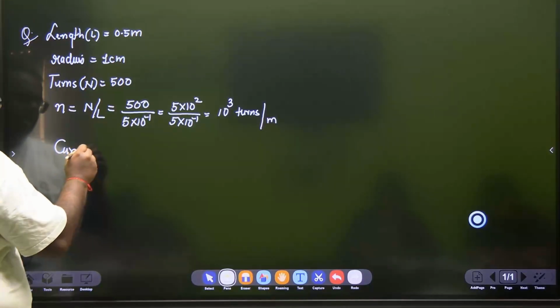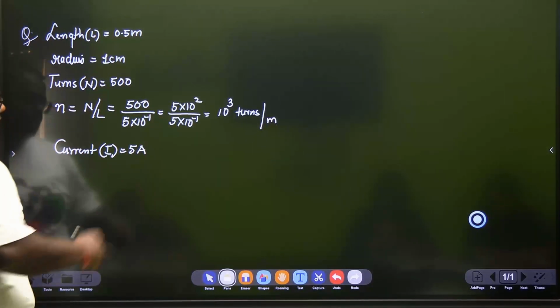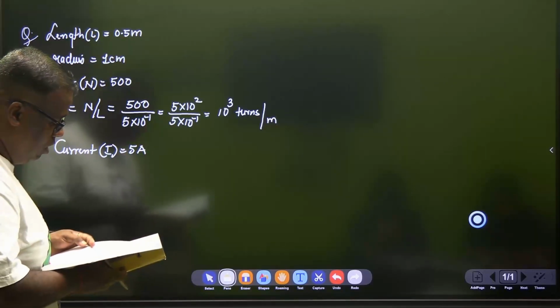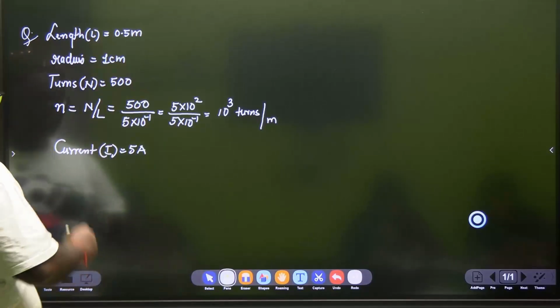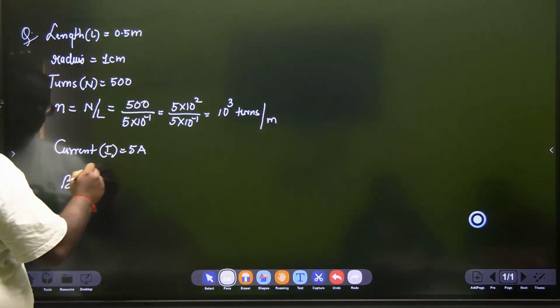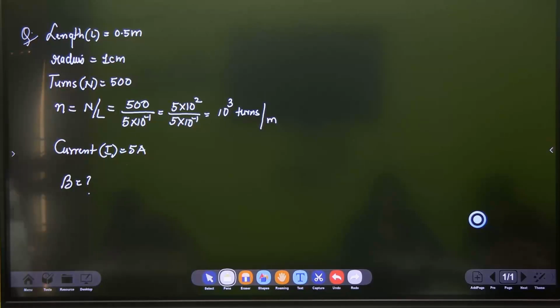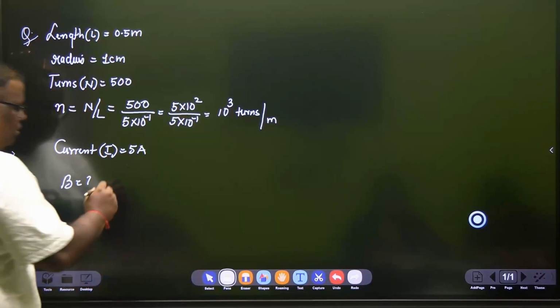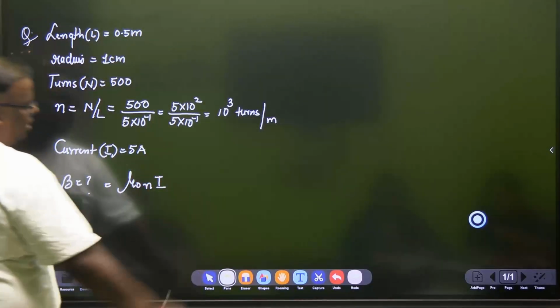It carries a current of 5 ampere. So let's take the current. The current is 5 ampere. We need to find out what is the magnitude of the magnetic field inside the solenoid. Would you give a try to this one? Very easy. B is, what is the funda for B? Mu naught n into I.